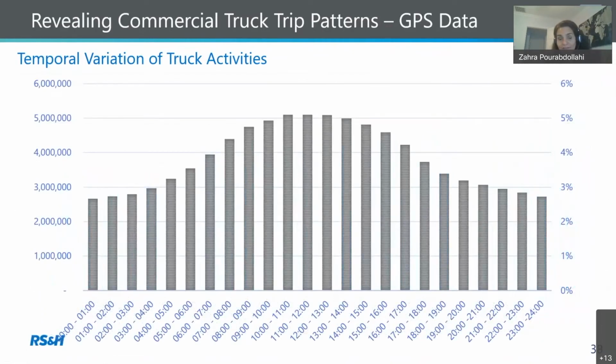We also looked at the temporal variation of the truck activities within a day, and as expected, the peak truck activity is around noon, with the peak period from 10 a.m. to 1 p.m. and peak hour between 11 and 12.